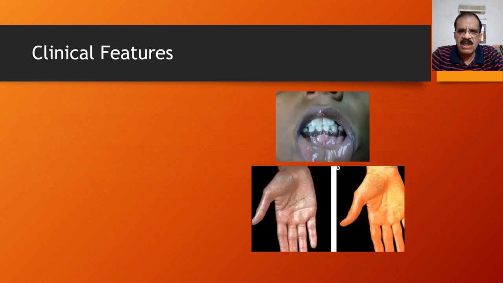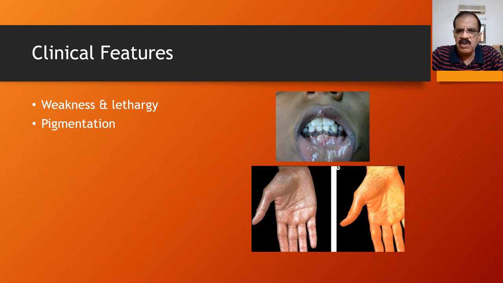And clinical features: these photos show some of the clinical features, but I'm going to describe them one by one. First of all, there would be weakness and lethargy. Now, weakness and lethargy are general, common symptoms. Many people have weakness and lethargy for various reasons. Sometimes we cannot even identify the reason. It may be psychological, or there may be nutritional deficiency. But one of the causes of weakness, and especially lethargy, especially if it is chronic, could be Addison disease.